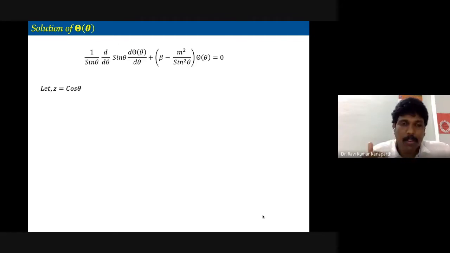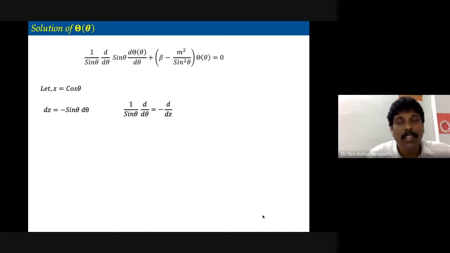I'm going to make a small substitution, that is z is equal to cos theta. What is dz? It is nothing but minus sine theta d theta. I'm just going to take the inverse of this, that is 1 over sine theta d by d theta is equal to minus d by dz.